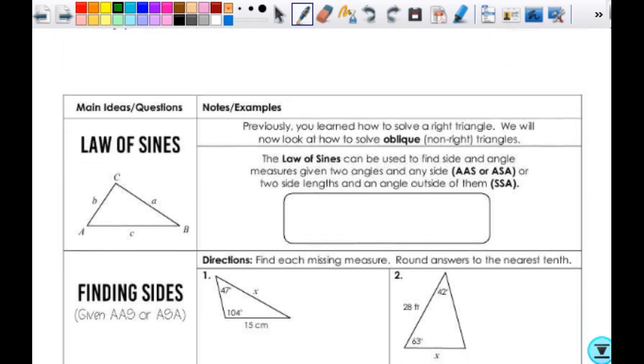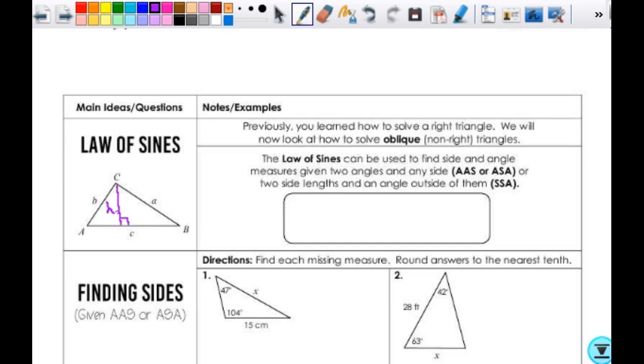So I want you to look at this triangle here under where it says law of sines. Since it's not a right triangle, we are going to break it up so we can make it into a right triangle, to draw in this perpendicular segment here, and we'll call that H for the height.